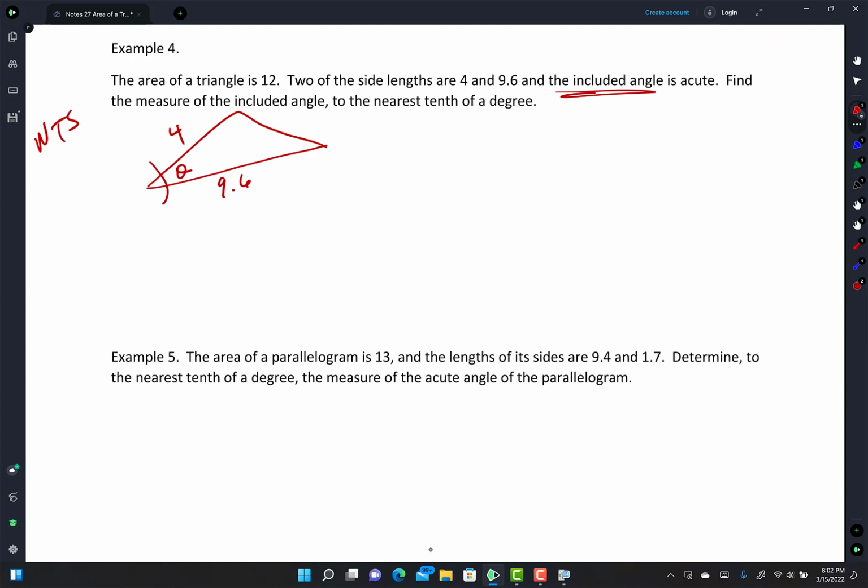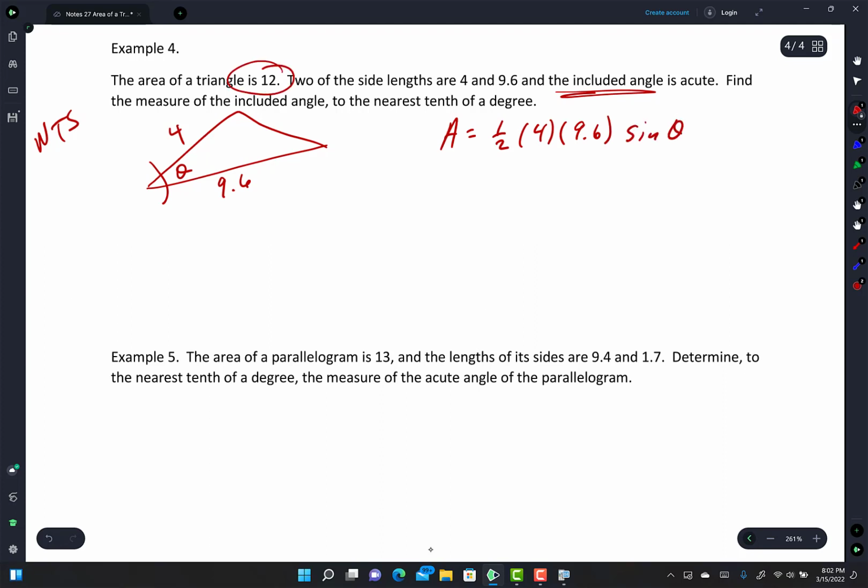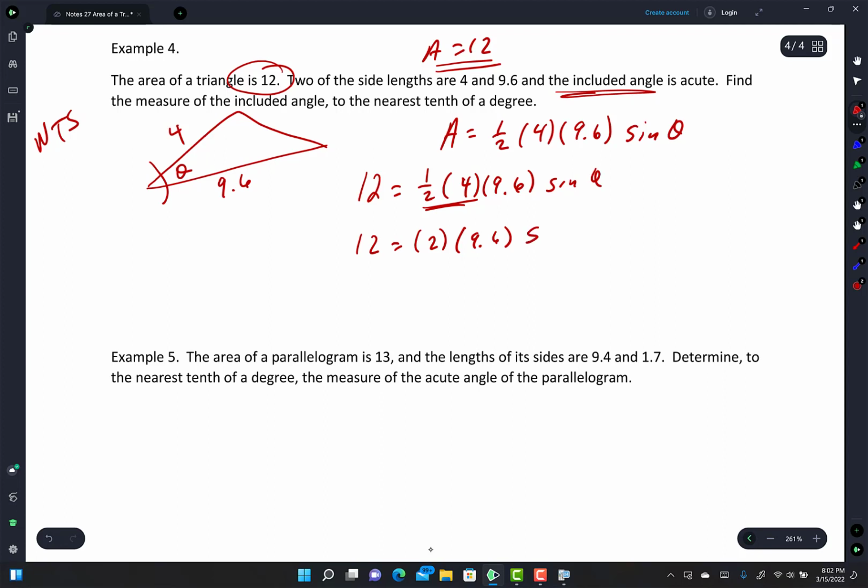Okay, no problem. I know that area of a triangle is 1/2 times 4 times 9.6 sine theta. And I know they give me the area of that triangle, that the area is 12. So that's what I'm going to substitute in, guys. So I'm just going to write 12 equals 1/2 times 4 times 9.6 sine theta. And I can do this first step here, right? So half of 4 is just 2. So 2 times 9.6 sine theta.